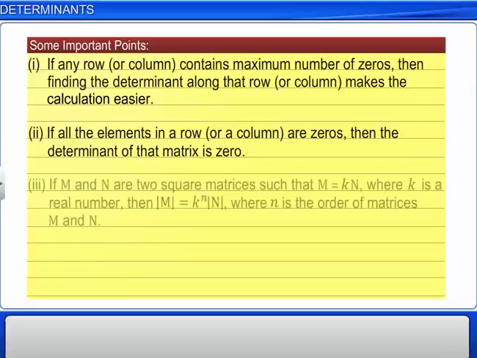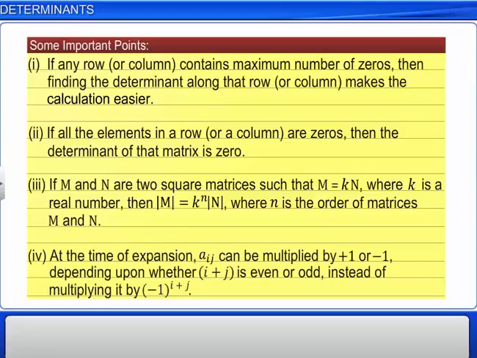If M and N are 2 square matrices such that M is equal to K into N, where K is a real number, then the determinant of M is equal to K raised to the power of n into determinant of N, where n is the order of matrices M and N. At the time of expansion, the ijth term can be multiplied by +1 or -1, depending upon whether i plus j is even or odd, instead of multiplying it by -1 raised to the power of i plus j. We will discuss some of these properties in the coming modules.